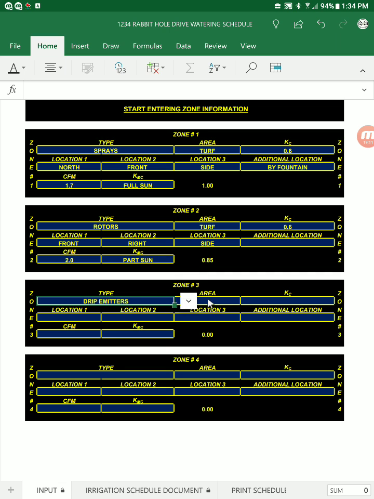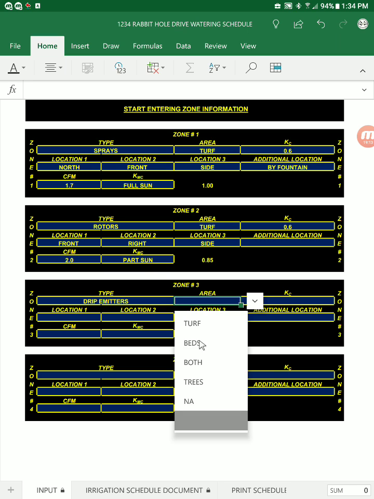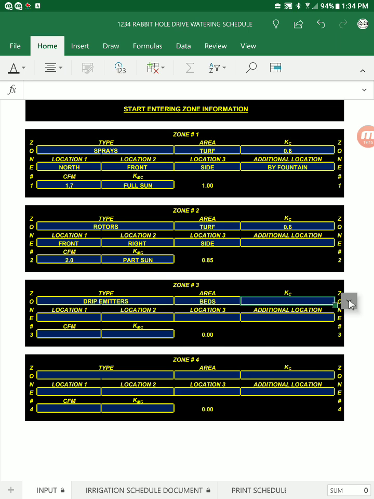Let's do a drip zone. Let's do drip emitters. The area is going to be beds. And now, since I chose beds, look at my choices for my crop coefficient, and I've already explained these. 0.8 is going to be for high water use plants. This could be split leaf philodendron, stuff that's tropical, poinsettias, all big broadleaf type plants, or annuals. If it's the front entryway of an HOA, you would use a 0.8.